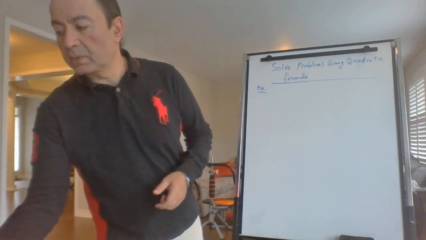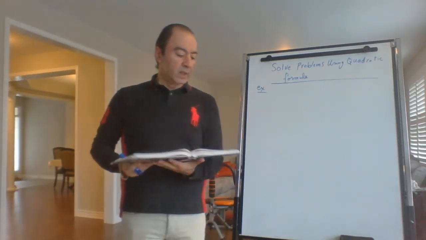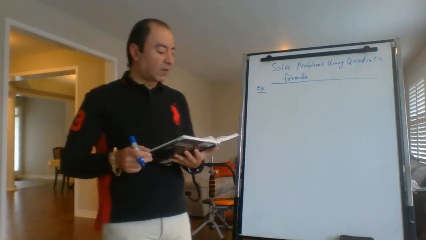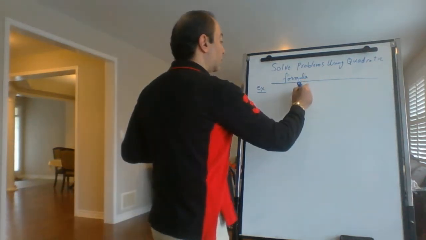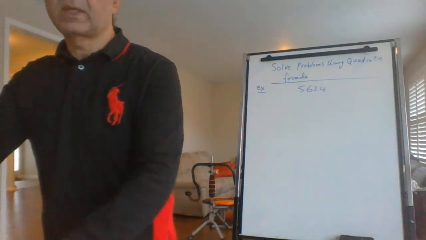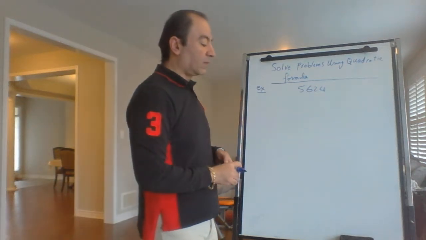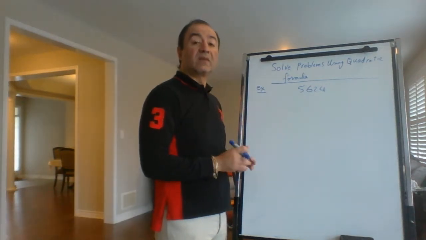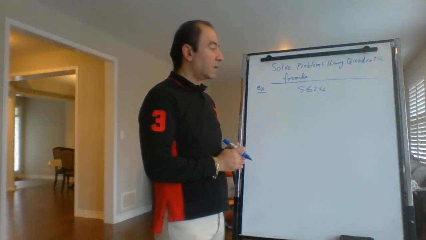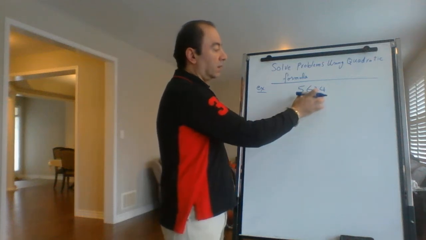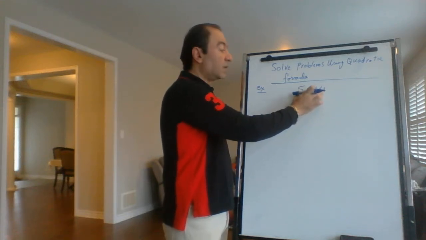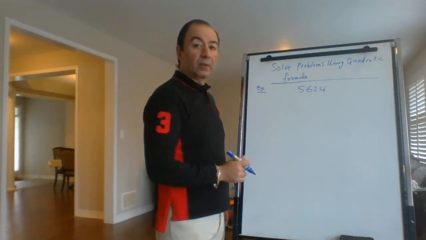So the first question I want to do says the product of two consecutive even numbers is 5624. What are the numbers? The question says we have two even numbers that are consecutive, and when we multiply the two numbers, the result will be 5624.